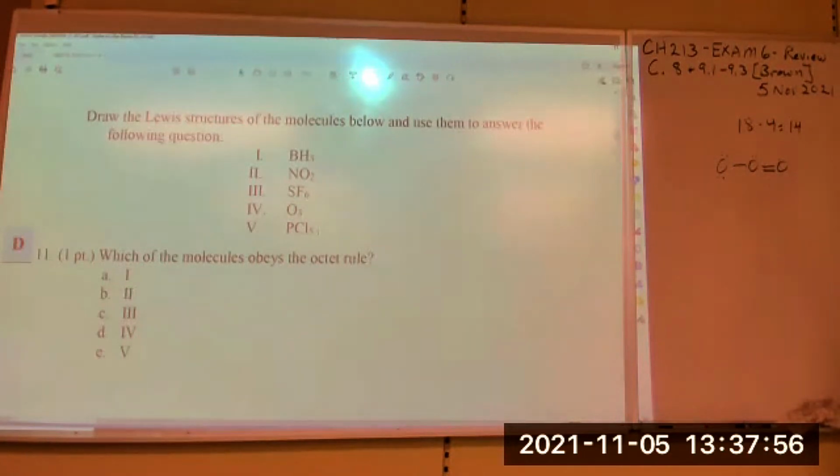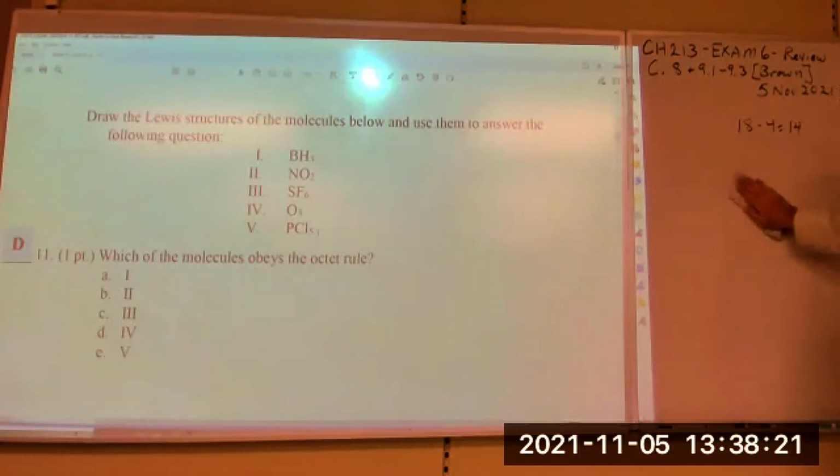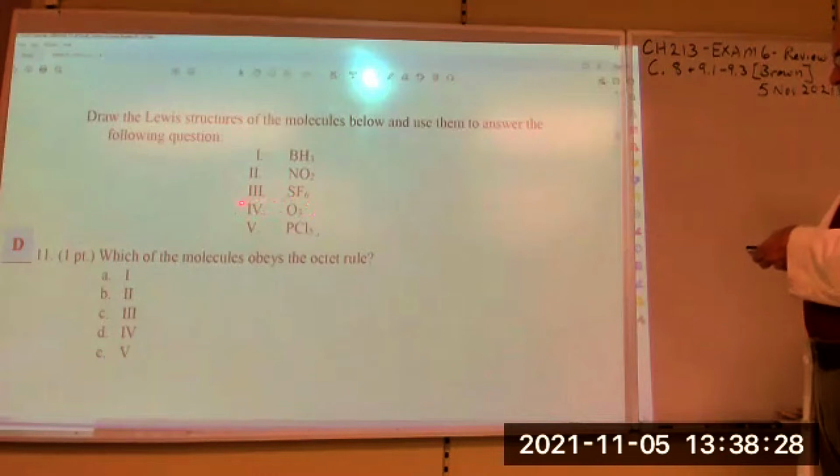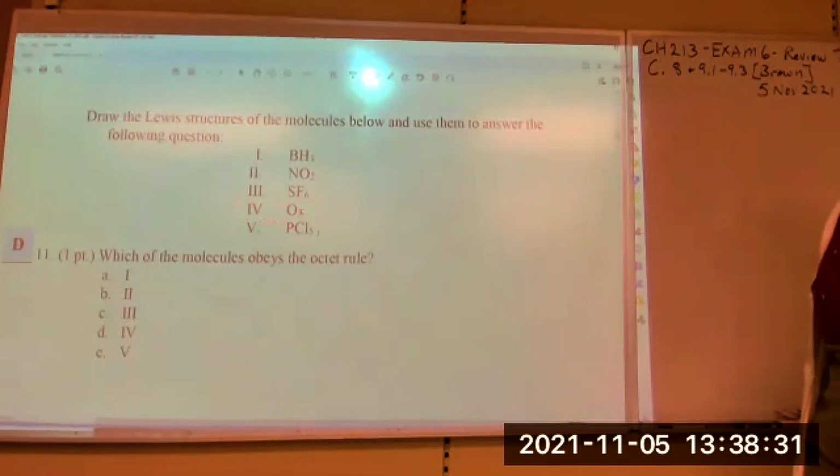Let's do that. Or we could do it on the other side, but they're equivalent structures. So now what are we setting ourselves up for? Resonance. Resonate between the two. We don't know which ones. That's an artifact of the valence bond theory. Okay, so that one does have an octet. PCl5 exceeds the octet. So number 4 is the only one that has an octet.